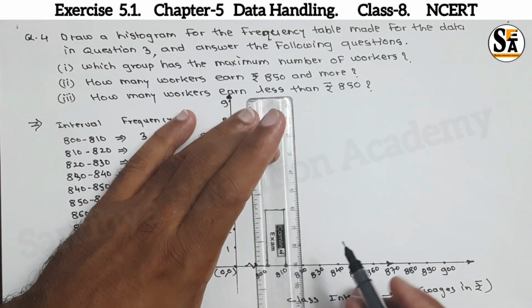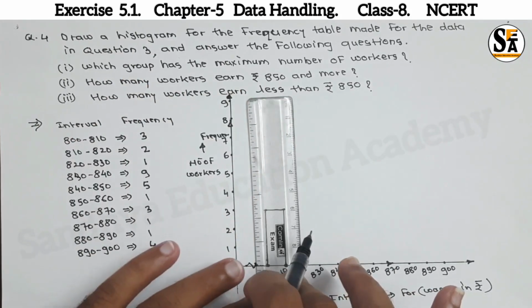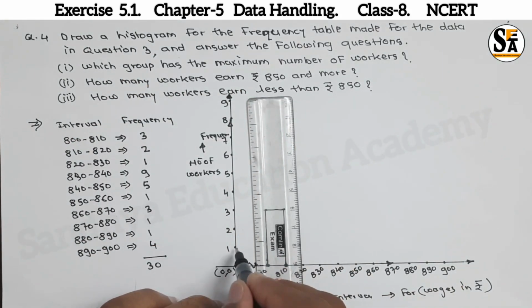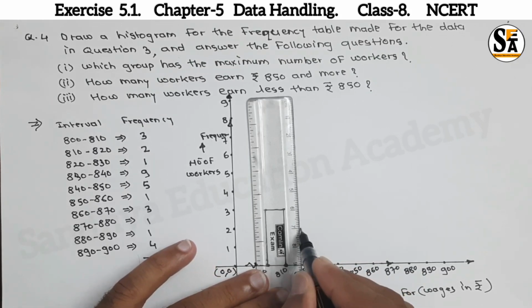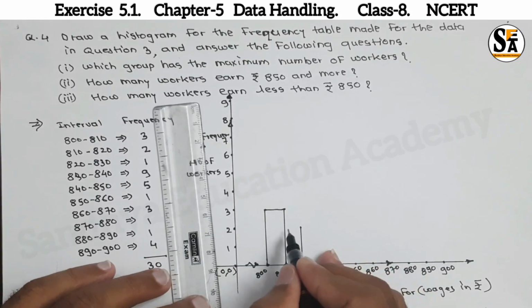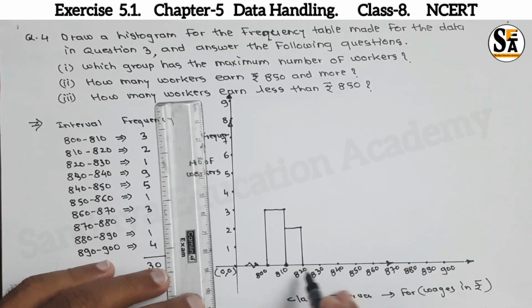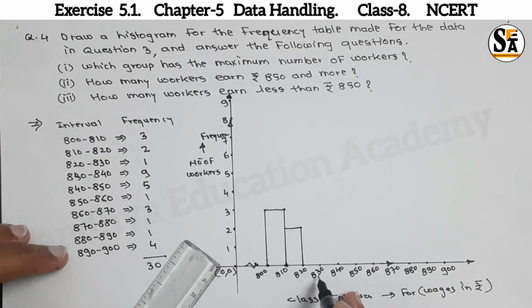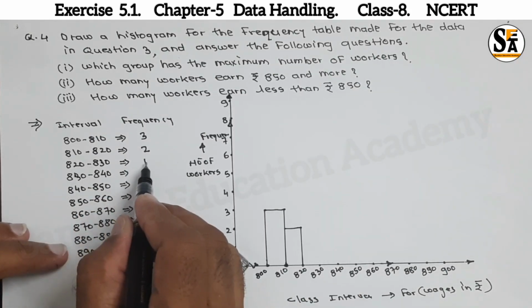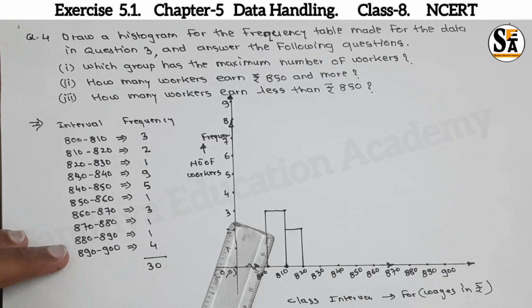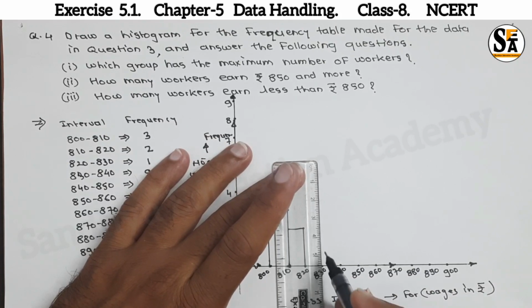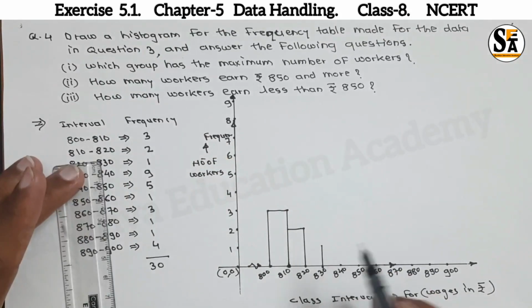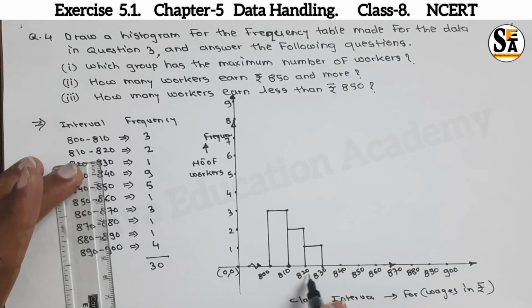Why do I say 1 centimeter? Because for the vertical line we have taken a 1 centimeter scale for one worker. So take 2 centimeters here, then join this. For 820 to 830, what is given? Only one worker is there for this class interval. So make a 1 centimeter vertical line. This will be the class interval of 820 to 830.